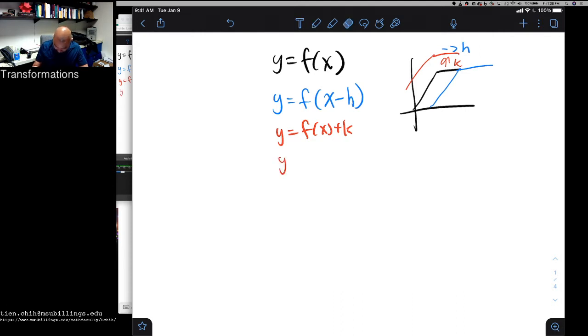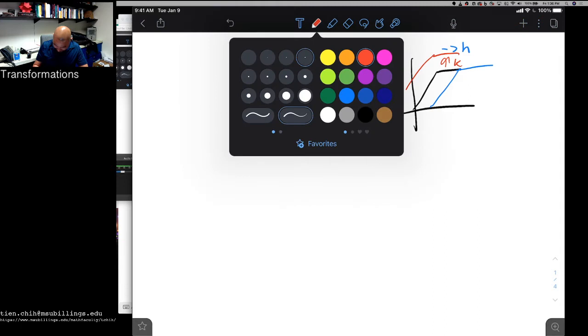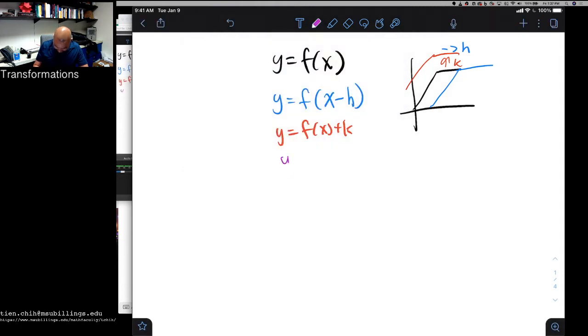Now let me switch colors just so that we can keep track of everything. Let's say y is equal to f of ax, right? Then what's happening now is that if a were 2, then everything happens twice as fast. Things that used to happen at 1 now happen at a half. Things that used to happen at 4 happen at 2. Things that used to happen at 8 happen at 4. So what will happen now is everything gets smushed in by half, because everything's compressed and sped up.